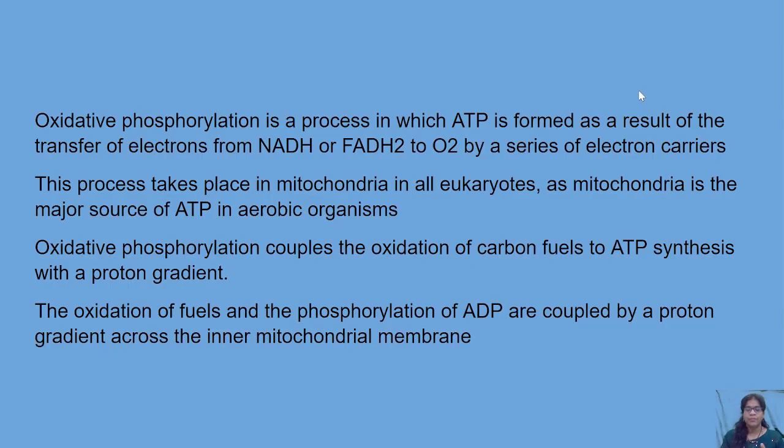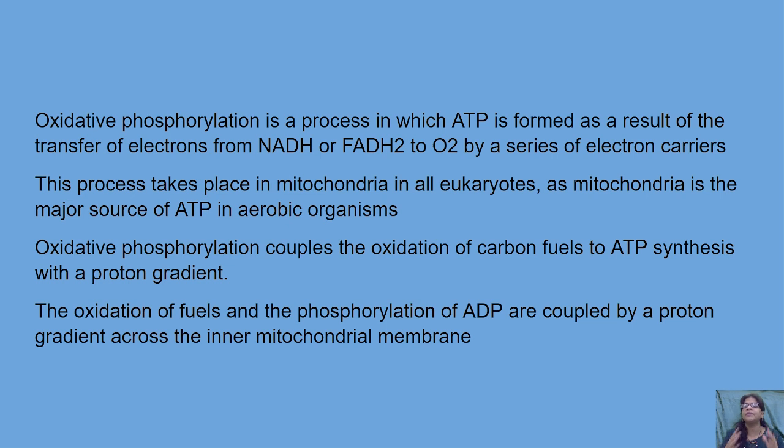Oxidative phosphorylation is a process in which ATP is formed as a result of the transfer of electrons from NADH or FADH2. NADH and FADH2 are the electron transfer potentials. They have high energy potential for the transfer of your electrons. So the electron acceptors in the inner mitochondrial membrane accept them, converting the electron motive force into a proton motive force. That is how the gradient is created across the mitochondrial membrane.